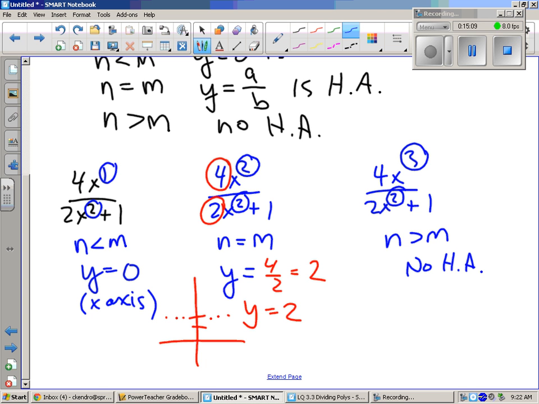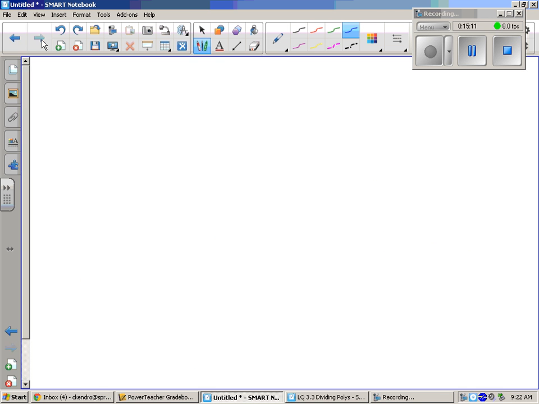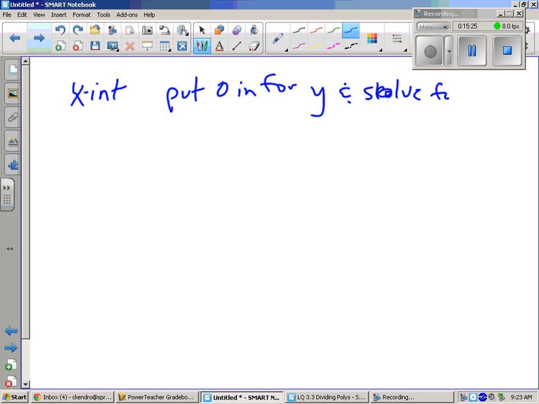All right, the last thing I want to tell you, just a reminder, if you're trying to find the x-intercept, remember you put 0 in for y and solve for x. For the y-intercept, you put 0 in for x and solve for y. We'll try one of those in class, but you've done those before, so I'm not going to spend time right now.